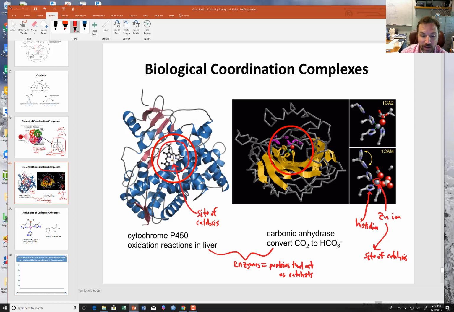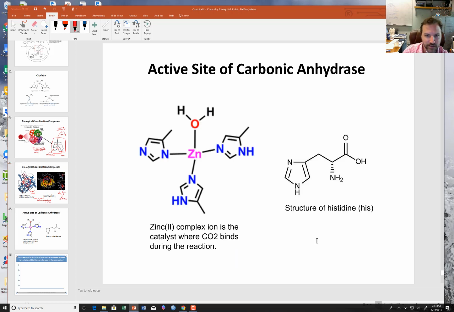So it turns out many of the enzymes in your body, the biological catalysts in your body, involve coordination chemistry. They involve these metal ions being coordinated within various parts of a protein, and the metals themselves are usually the sites of catalysis. So I just wanted to show you a little bit more detailed picture of the zinc ion and carbonic anhydrase.